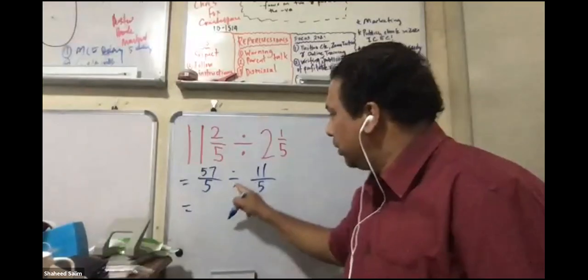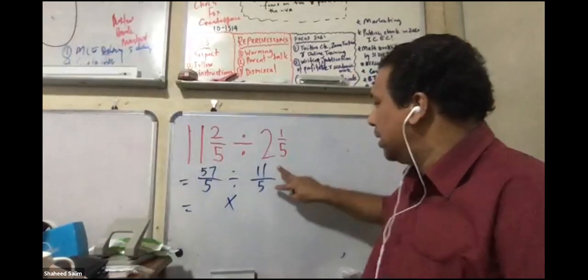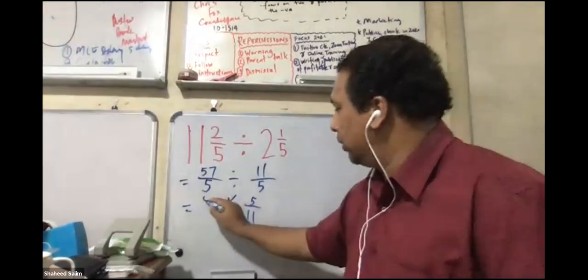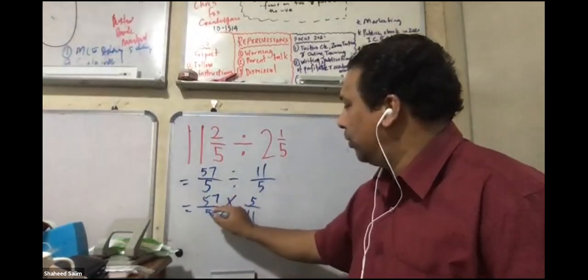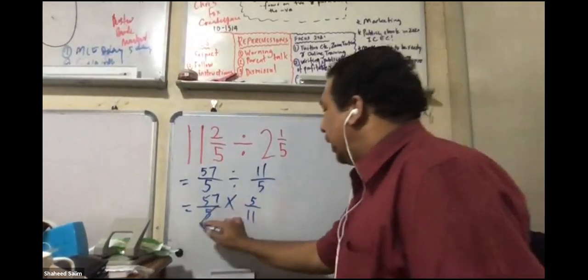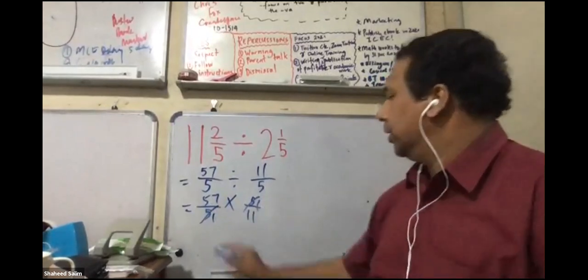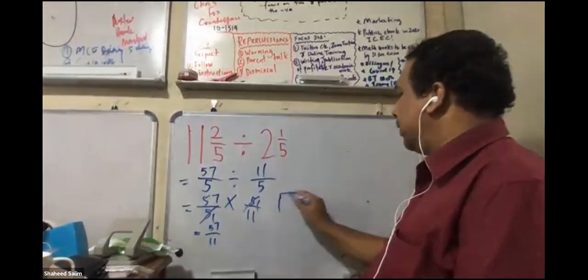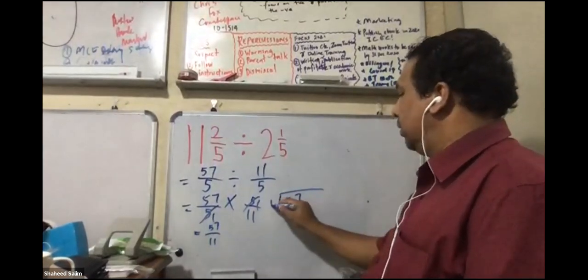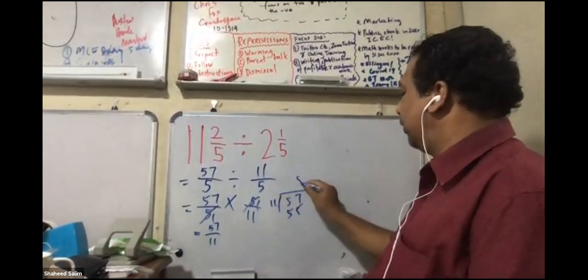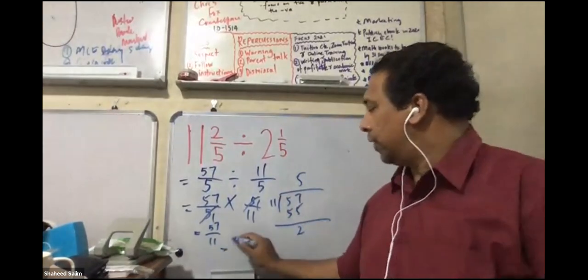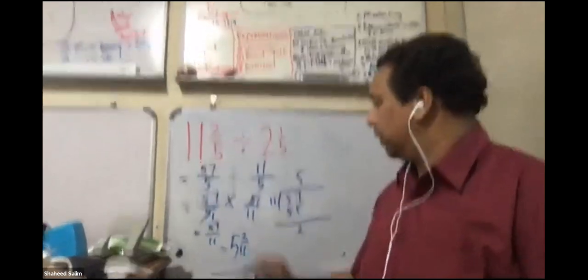So now the next one, change to times down here. When you change to times, this one does the flip. 5/11. 55, 57 over 5, same thing. Divide by 5, divide by 5. You get 57/11. 55 is 5, remainder 2. So 5 and 2/11. Oh, okay, I got it now.